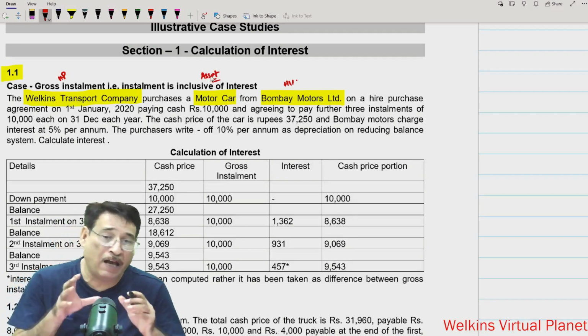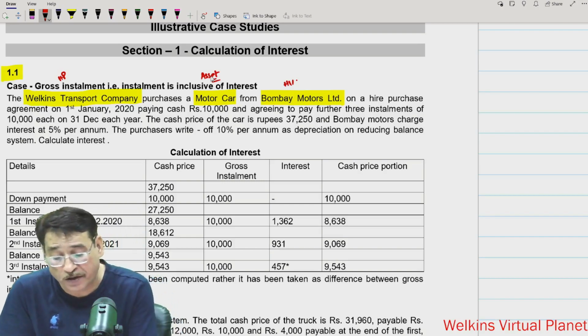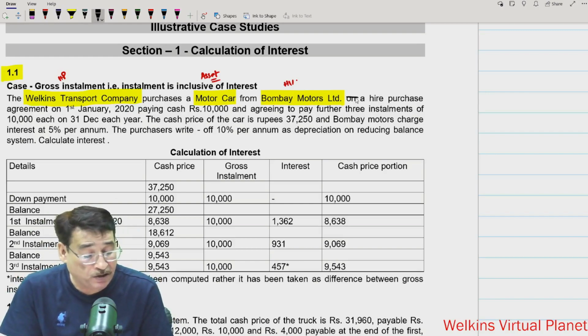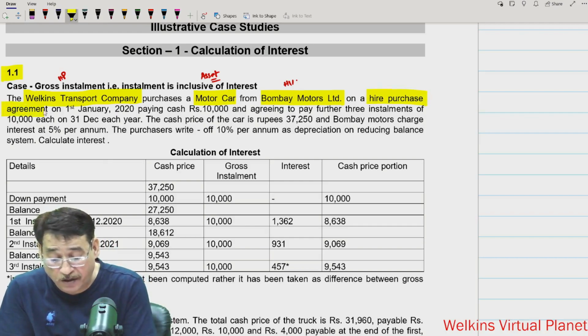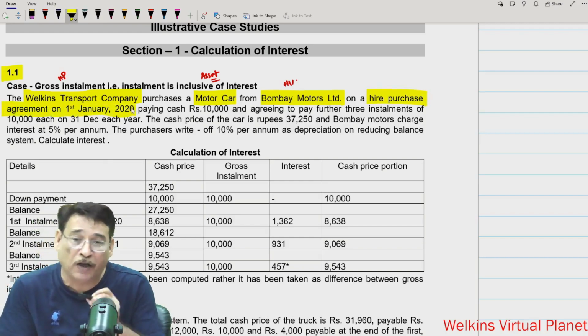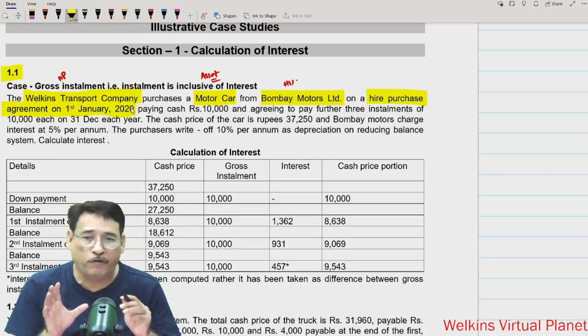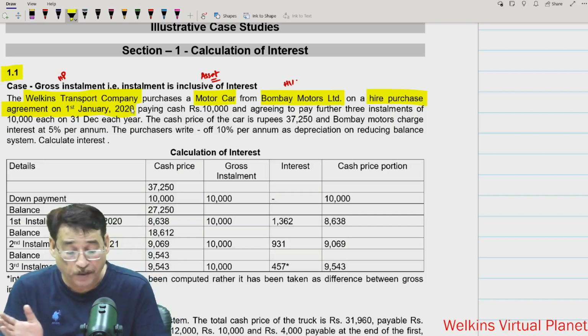This way around, you will have to always go through the question. Is it clear to you or not? Now, further, we have been given that this item was purchased on hire purchase system. On hire purchase agreement on 1st of January 2020. So, the agreement took place on 1st of January 2020.